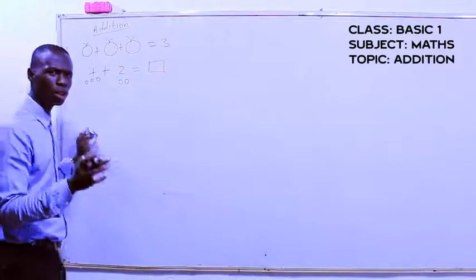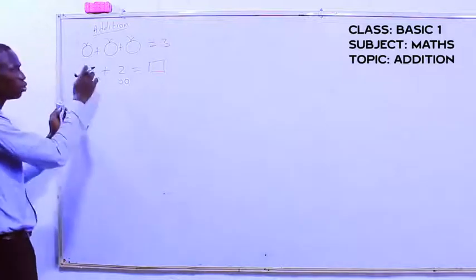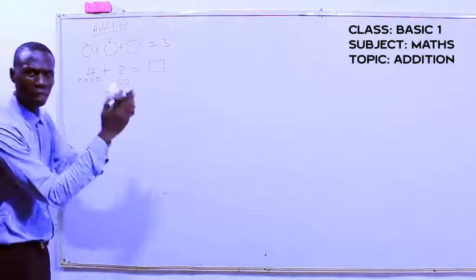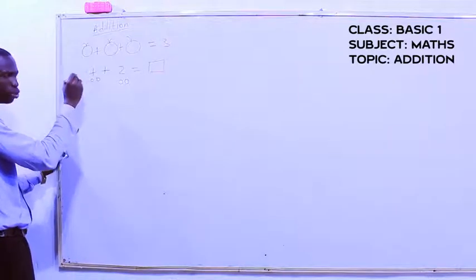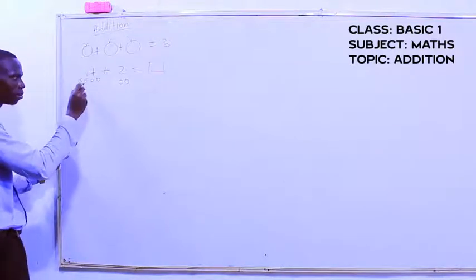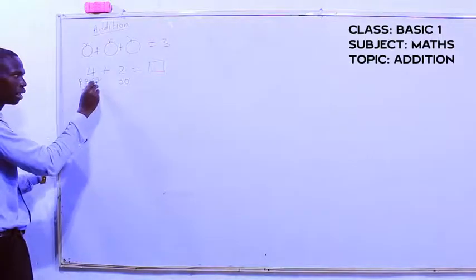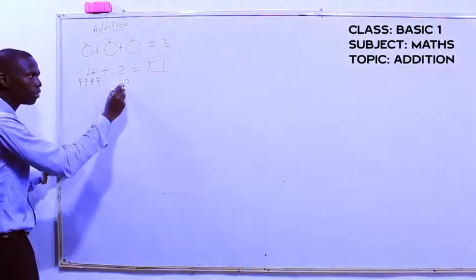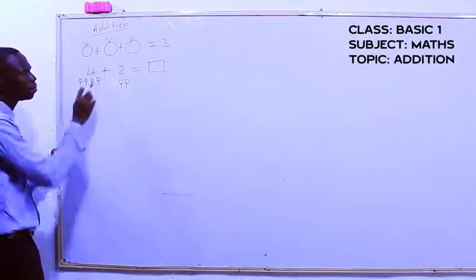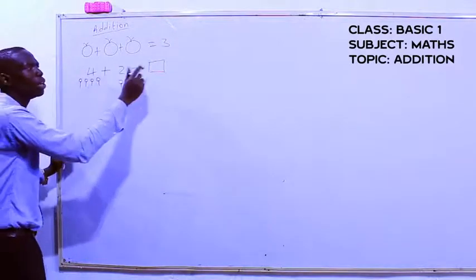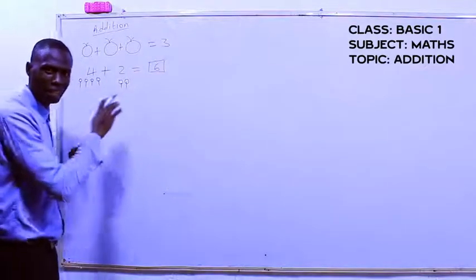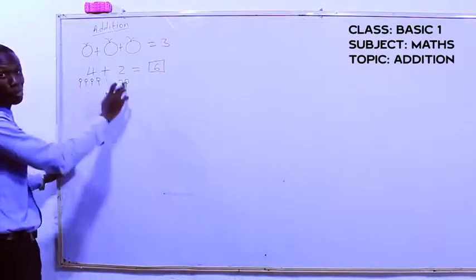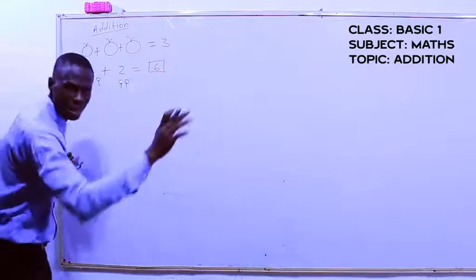What is addition? Addition is joining 2 or more numbers together. Let's join them together. Let's count. If you are counting, you'll be marking it. 1, 2, 3, 4, 5, 6. That means 4 plus 2 is 6. Did you see how I added? 4 plus 2 is 6.